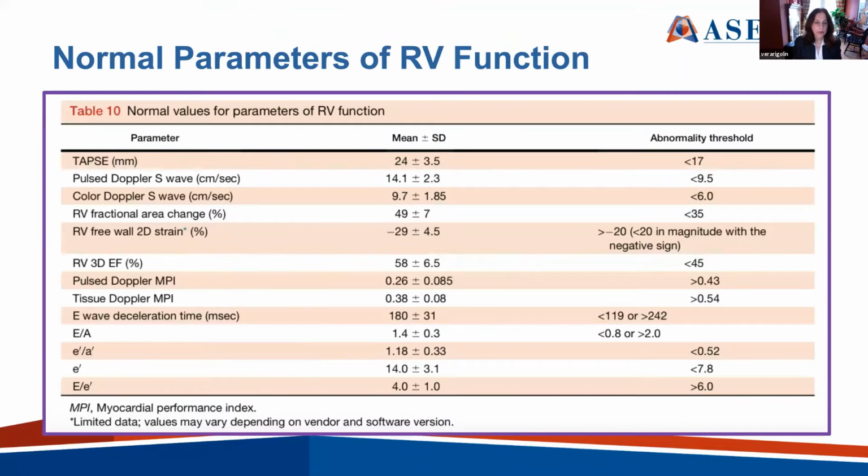Here's another table from the chamber quantification guidelines from 2015, looking at normal values for RV function. These are pretty much the numbers that I gave you during this presentation. And these numbers here, this abnormality threshold column, are important for you to remember when you are studying for your exam, and actually when interpreting echoes in your institution. So just keep these numbers in mind.